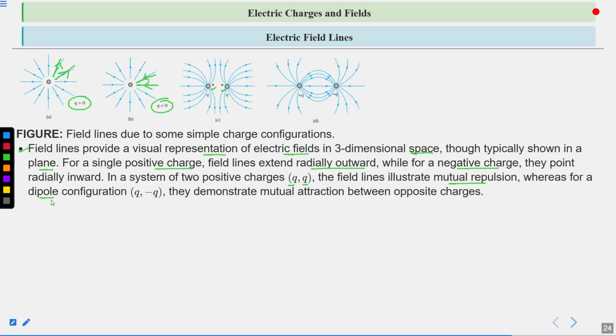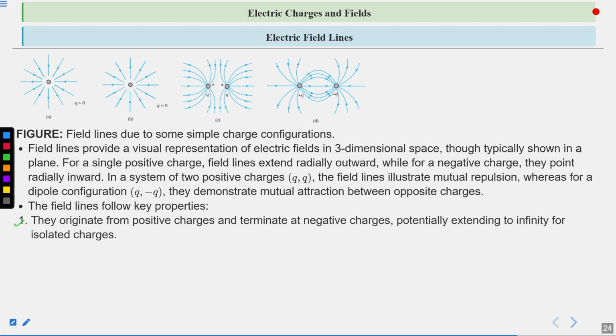A dipole is a system which consists of two equal and opposite charges, like small q and minus small q. So here two charges, plus q and minus q. This demonstrates mutual attraction between opposite charges. The field lines follow key properties. So, some key properties regarding field lines. First, they originate from positive charges and terminate at negative charges. Look at here. Originate from positive charge and terminate at negative charge.